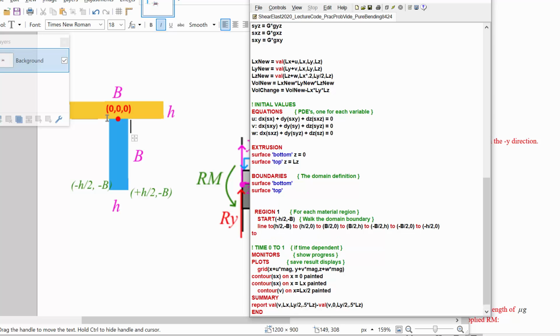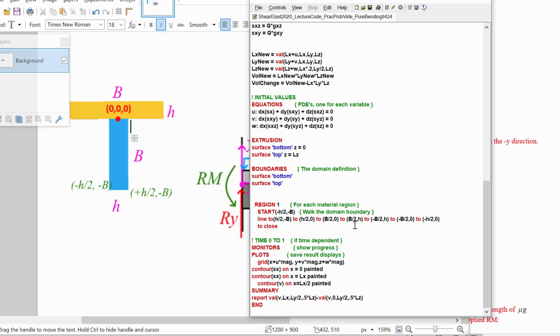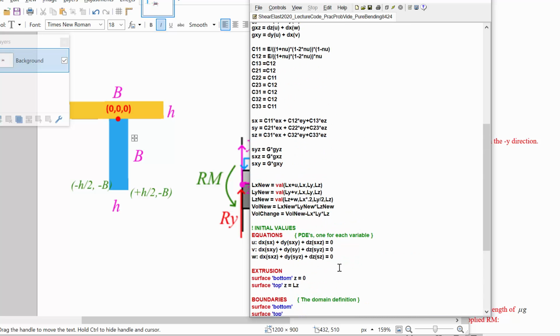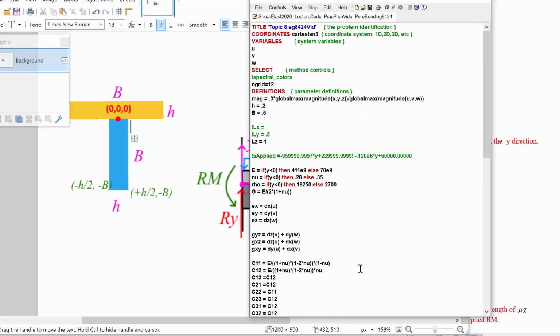The line breaks don't matter in FlexPDE. We can just jump to the next line, no problem. To negative h over 2, 0. Oh, we're done. To close. Right. Sure. Does everything else work? We've got nothing applied yet. It's good to test as soon as you can.